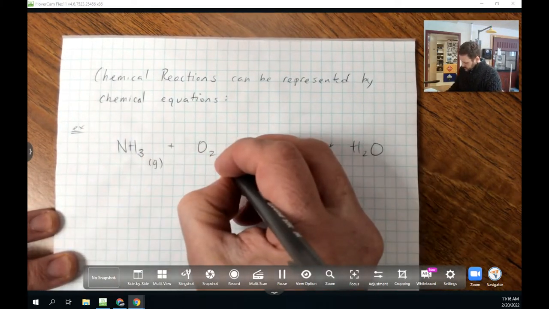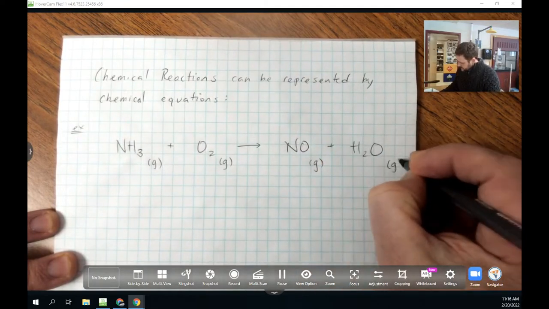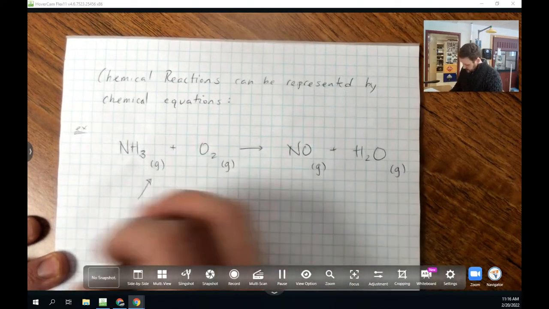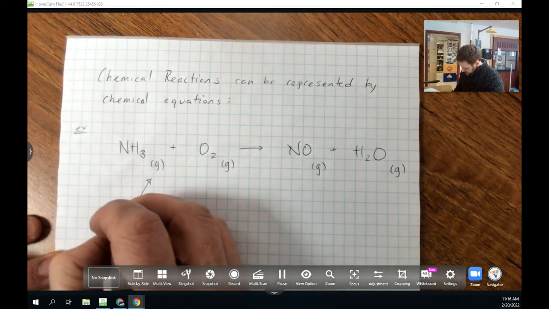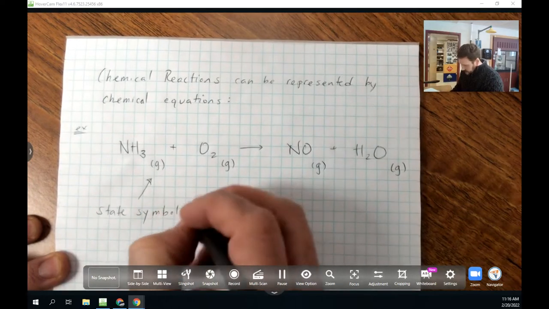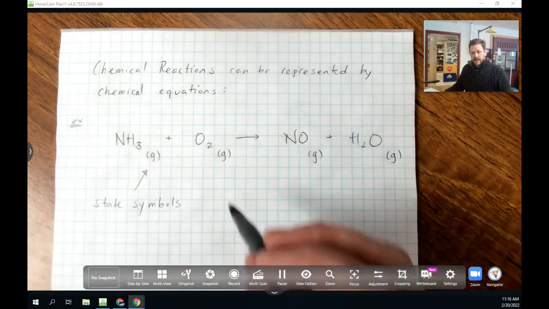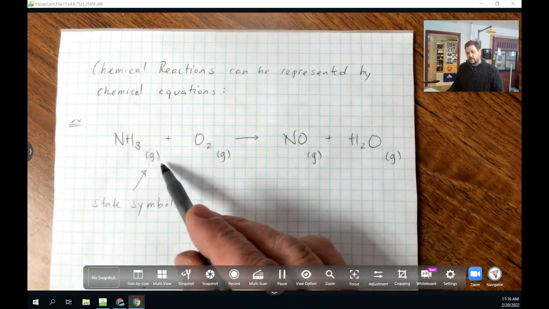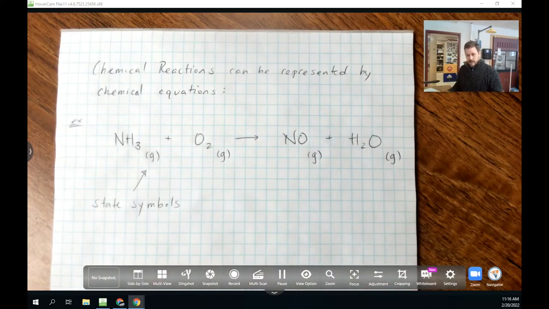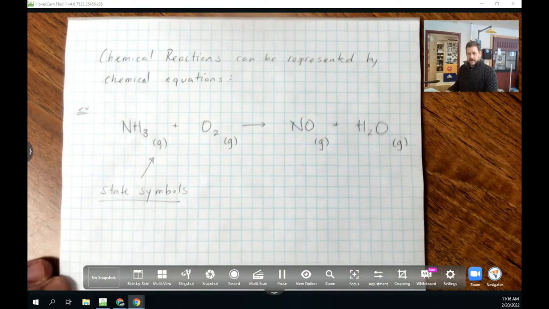And so I'm going to add what we call state symbols to the chemical equation. The state symbols tell us what state everything is in. So this is the first new bit of information that I want to include here. What are state symbols? They may or may not be given as subscripts like I've done here, but they are written after the formula of any reactant or product, and they tell you whether it's in the solid state, or the liquid state, or the gas state.